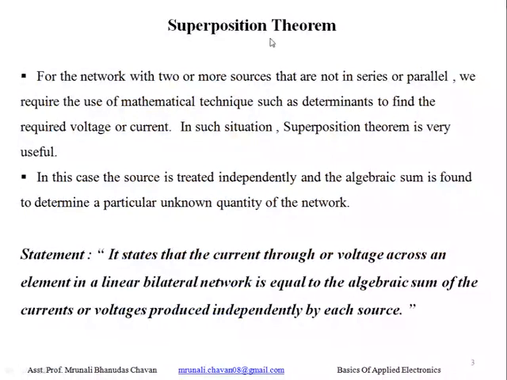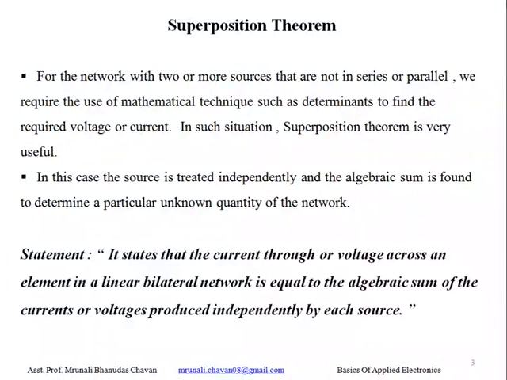Now, what is this superposition theorem or how we can use this superposition theorem? We will see in detail. For the network with two or more sources that are not in series or parallel, we require the use of mathematical technique such as determinants to find the required voltage or current. Actually, we had seen KVL and KCL. By using KVL, we can find out the voltages, or by using the KCL, we can find out the currents.